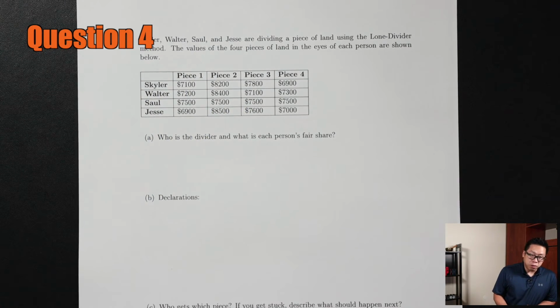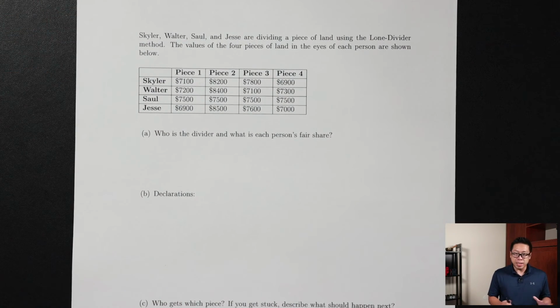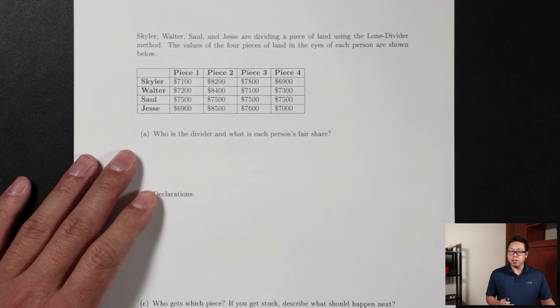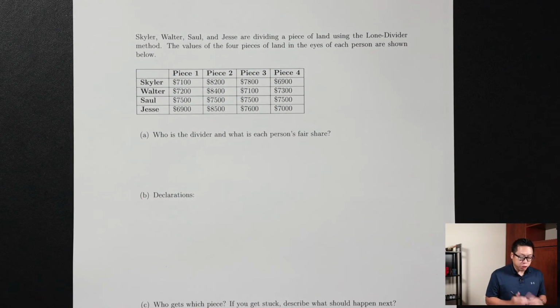Skylar, Walter, Sol, and Jesse are dividing a piece of land using the lone divider method. Okay, this is how they value each piece of land. Part A, who is the divider and what is each person's fair share? So the divider's job is to divide whatever they're sharing into pieces that are equal in value in their eyes. So look for the person who valued each of the pieces exactly the same.